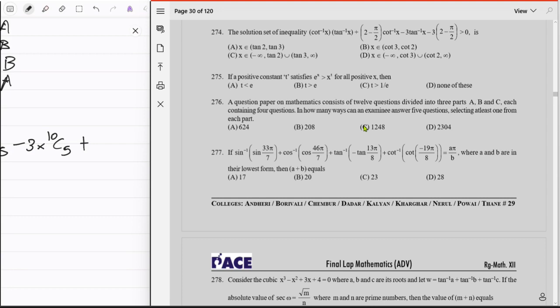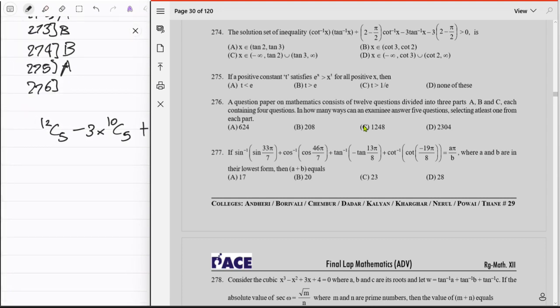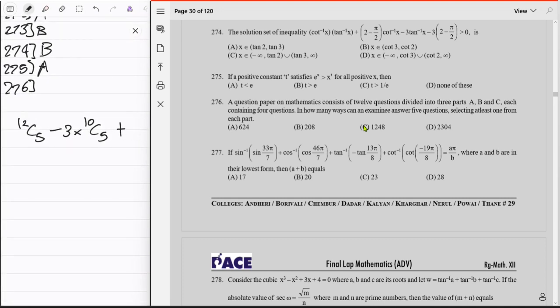Wait, what? How many questions in each section? Okay, 4 questions, right? So it's actually 8. Right. You at least need 2 sections. You can't do it from a single section. Okay. Right, that actually makes sense. This is the number of ways because beyond this it becomes 0.